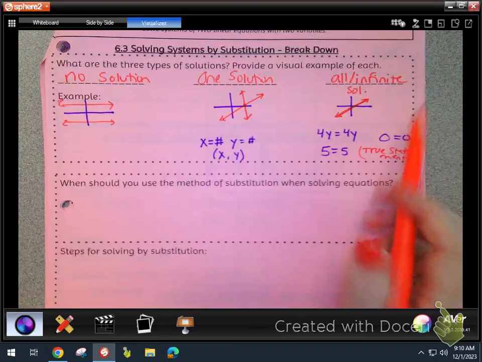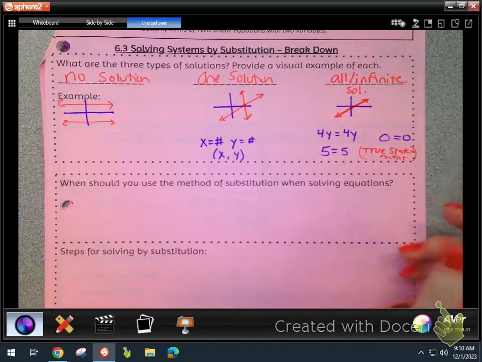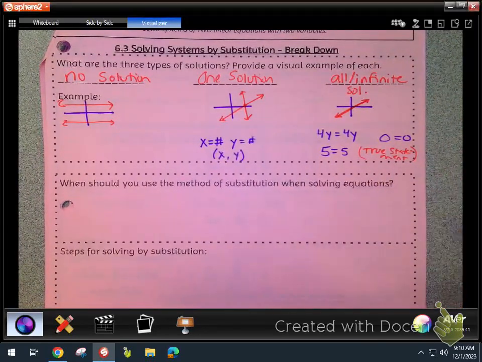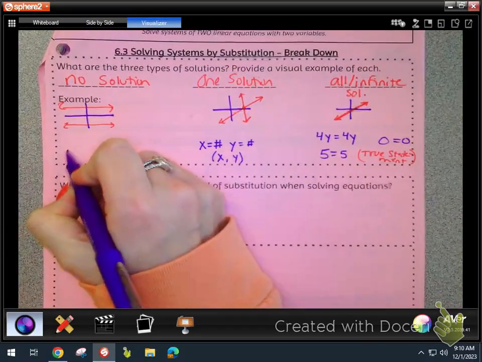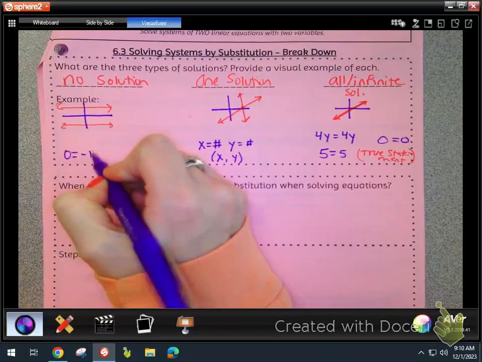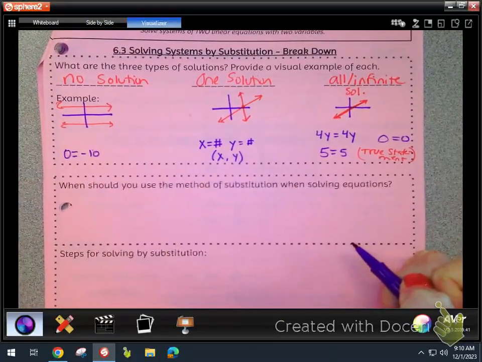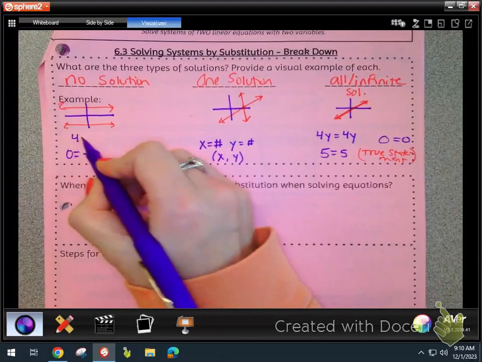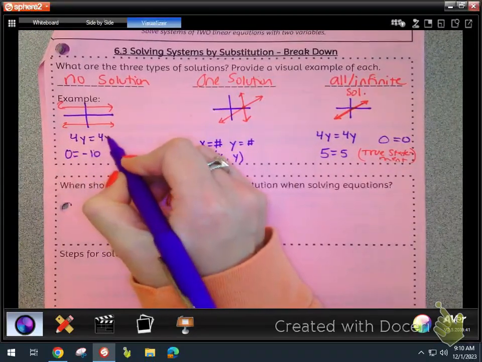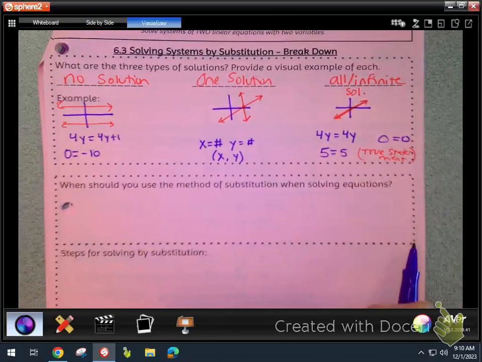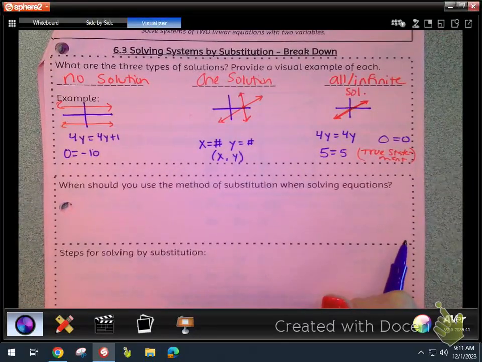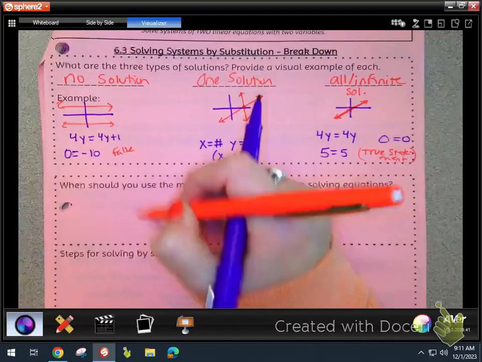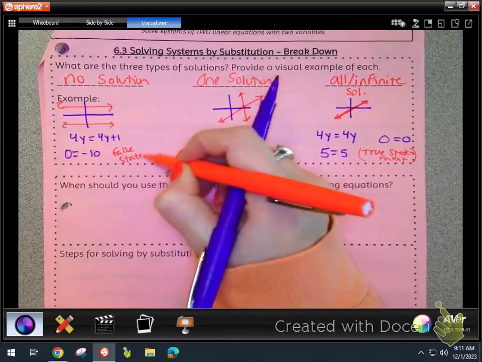So if true statements mean that it's all solutions, what kind of statement do you think is going to mean no solution? False statement. So what about this? 0 equals negative 10. False. That would tell me there's no solution. What about 4y equals 4y plus 1? That will be false again. So anything that is false would give me no solution.